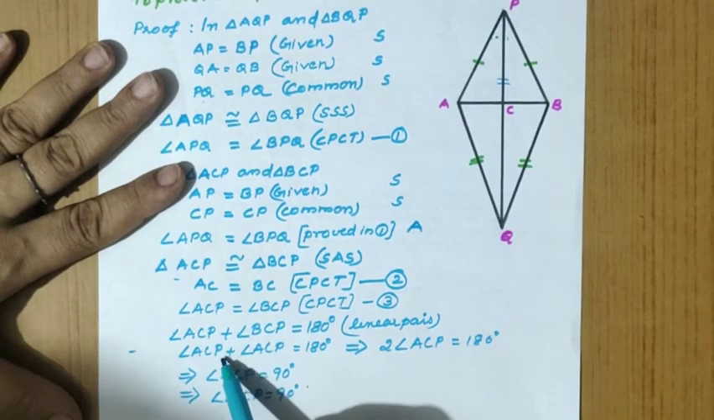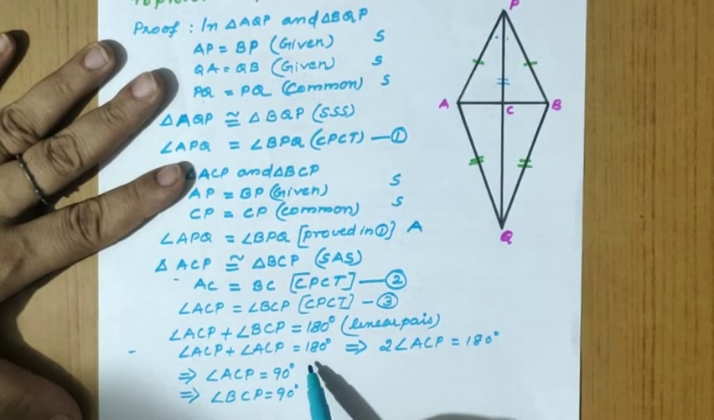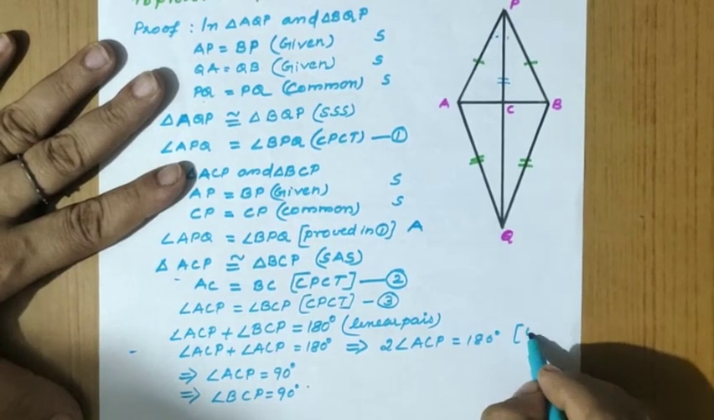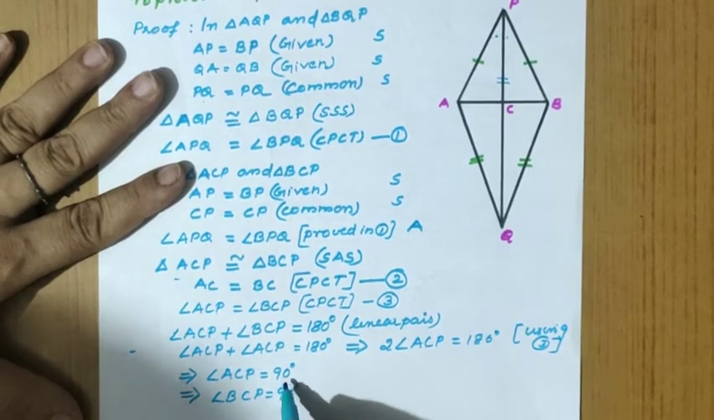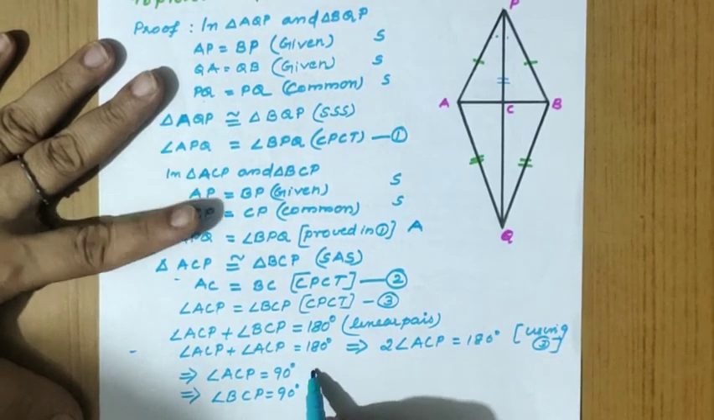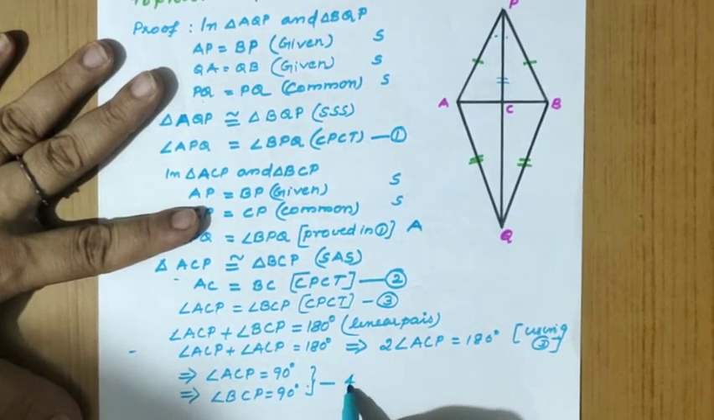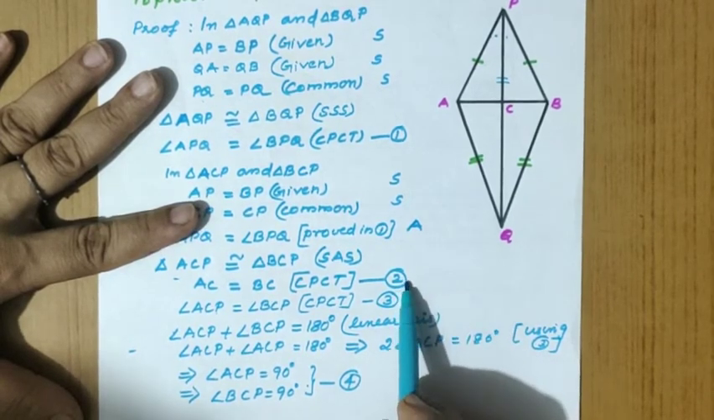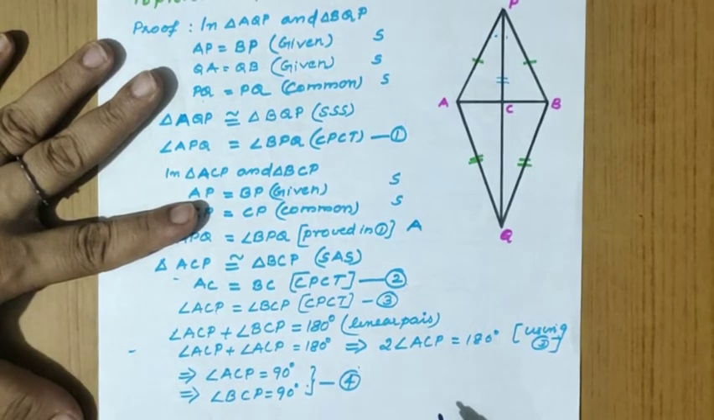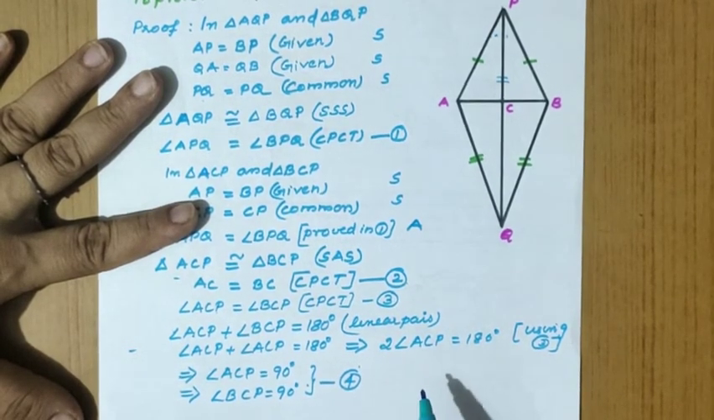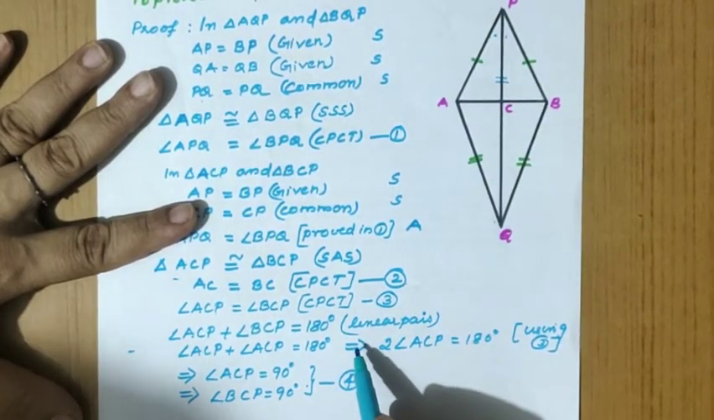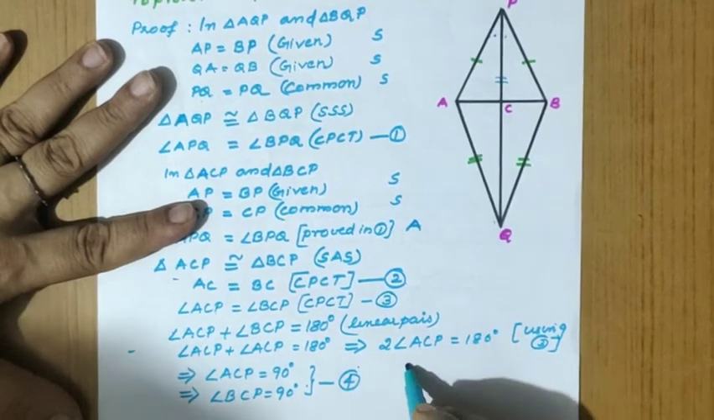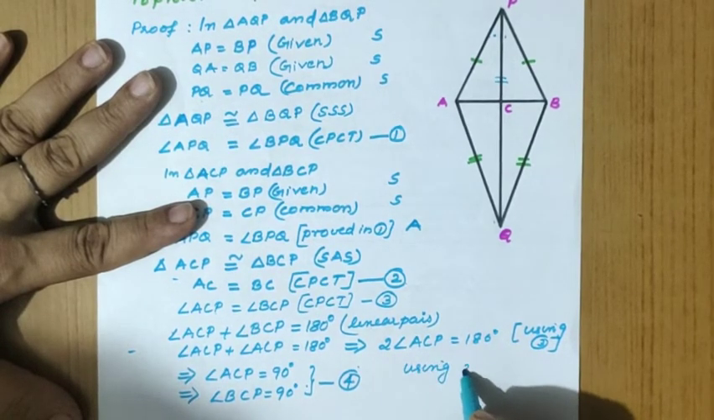Here I have written angle ACP plus angle BCP equal to 180 degrees using 3. Now you got ACP and BCP each as 90 degrees. I'll make it together equation number 4. Now you check the second and fourth equations. Based on that, what can we say? PQ is the perpendicular bisector of AB, using 2 and 4.